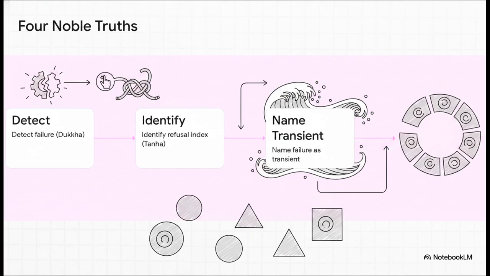If we completely strip away the religious connotations for a moment, the famous 4 Noble Truths basically function as a 4-step script to clean out the state space. Step 1, you detect the failure, which is dukkha. Step 2, you identify the specific refusal index, that's the craving or tanha. Step 3, you name the failure as transient to return to ground, which aligns with cessation. And finally, step 4, you execute the 8 stratifications of information. The world knows this as the eightfold path. You are quite literally running a script to clear system noise.